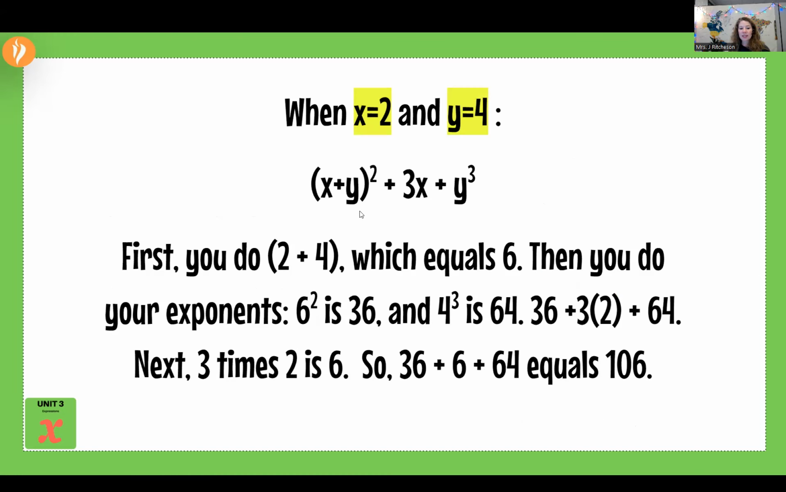All right, now on this one, it tells you exactly what to do in this order. So I want you to pause the video and make sure you get 106. And if you don't, read these steps again and make sure you're not doing them in the wrong order.